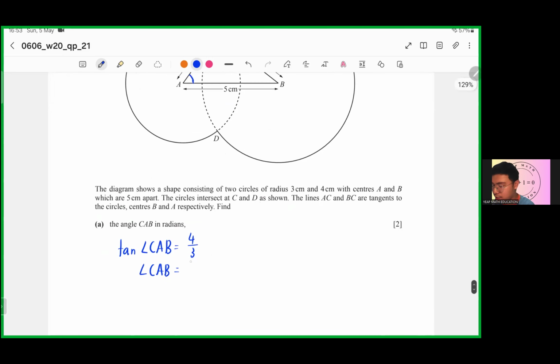If your calculator is set to degree mode, you can write it first, and then don't forget to multiply by pi over 180 degrees. You get the answer 0.927 radians. I hope you guys can understand that.